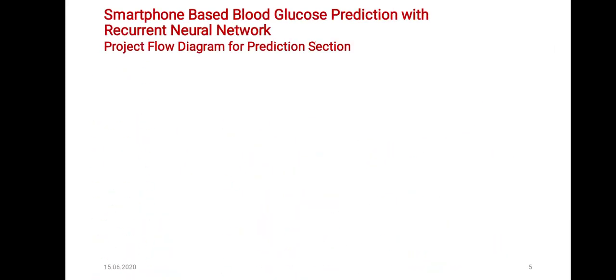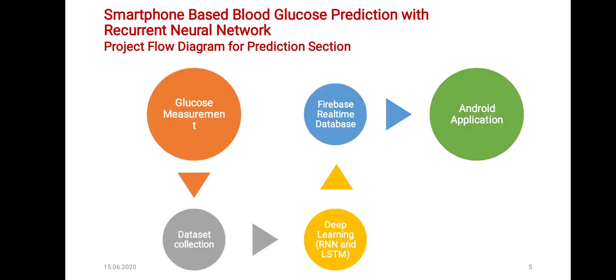And the second study will be explained on this page. The name of this study is Smartphone-based blood glucose prediction with recurrent neural network. In this study, work was done on estimating blood sugar values by using recurrent neural networks, and in addition, the study is supported by an Android application.